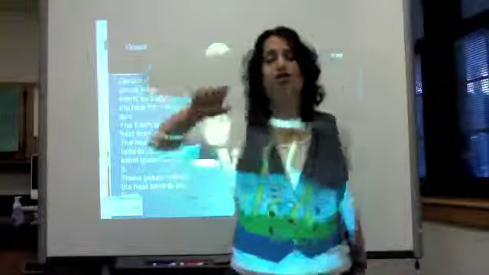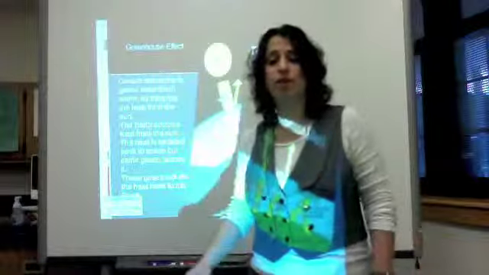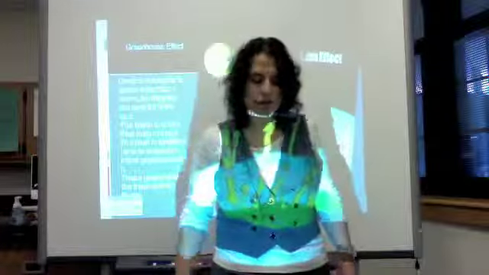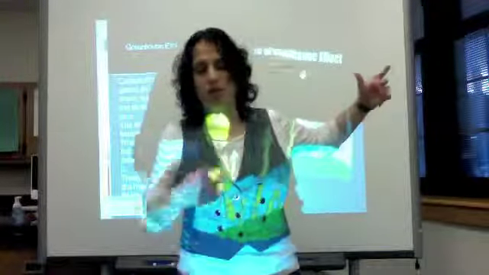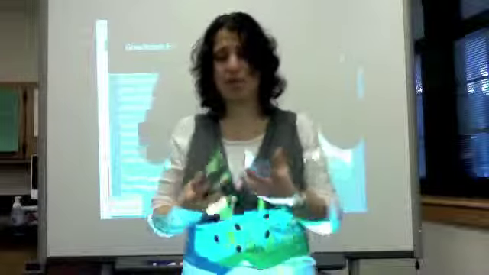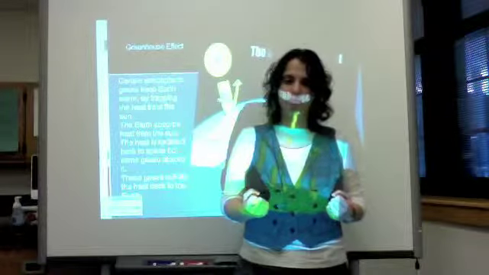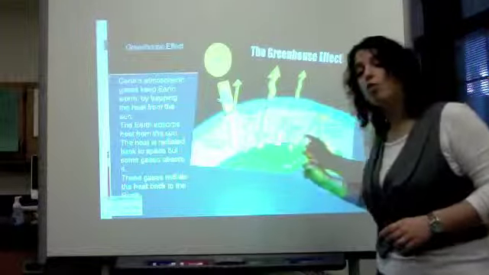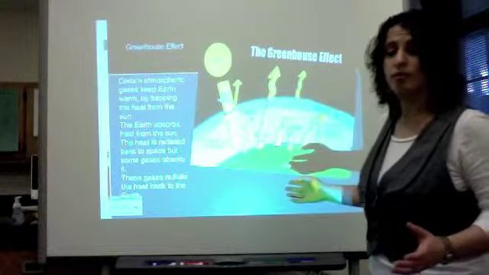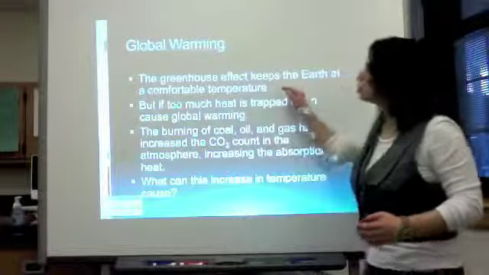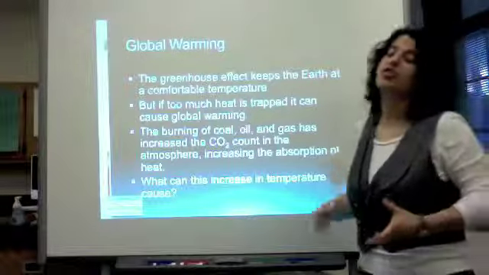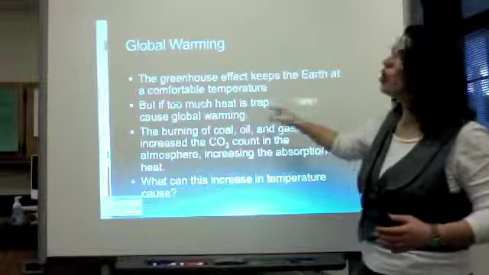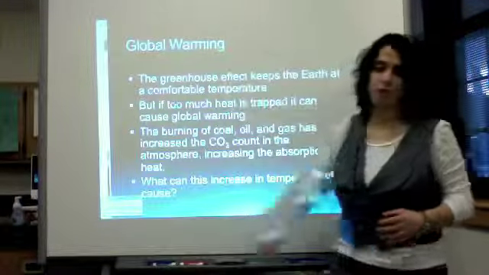It's kind of like turning on the shower to extremely hot, closing the window, locking the door, and standing in there, you start sweating. It gets really hot, you get thirsty, and the temperature can't seem to cool down. That's what the greenhouse effect can do if we pollute our atmosphere. So the greenhouse effect itself keeps the Earth at a comfortable temperature. But if too much heat gets trapped, it can cause what's known as global warming.